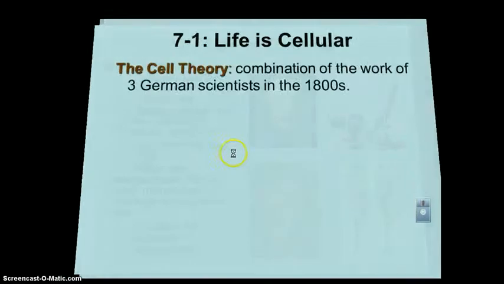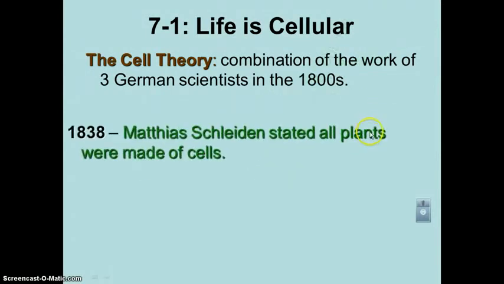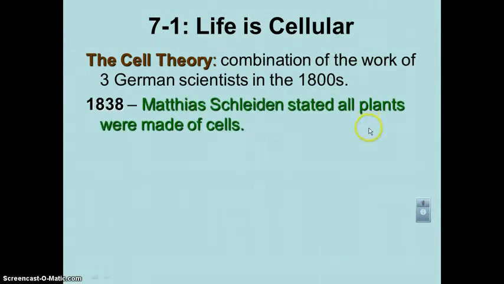All right, moving on to the cell theory. The cell theory was developed in the first half of the 1800s, and it was done by a combination of the work of three scientists. The first one, in 1838, Schleiden, stated that all plants were made up of cells. Basically, he had looked at enough plant tissue and noticed that every single one of them was made out of cells. Therefore, he felt that it was safe to assume that all plants were made out of cells.